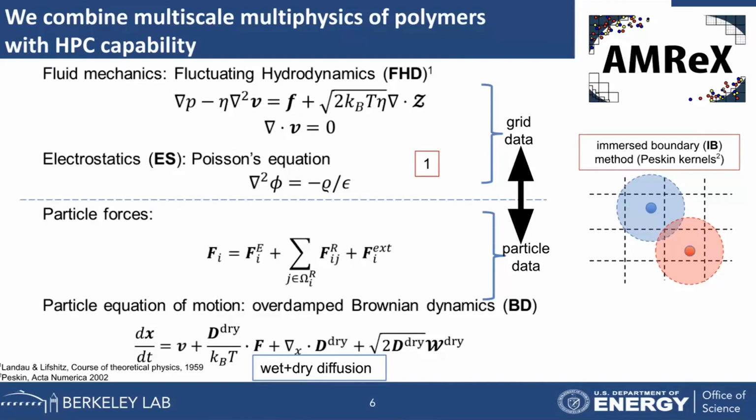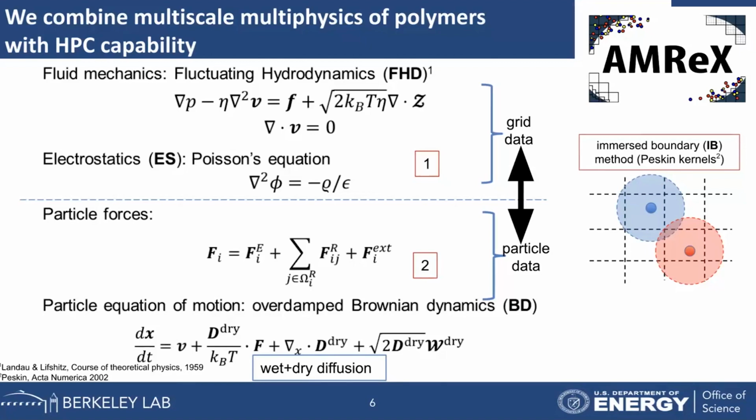First, we spread the charges onto the grid using the IB kernels, and we then solve the electrostatic Poisson's equation for the electropotential phi. Second, the electropotential is interpolated back onto the particles to calculate the electrostatic force. And meanwhile, particles also collect any other force acting on them to get a total force.